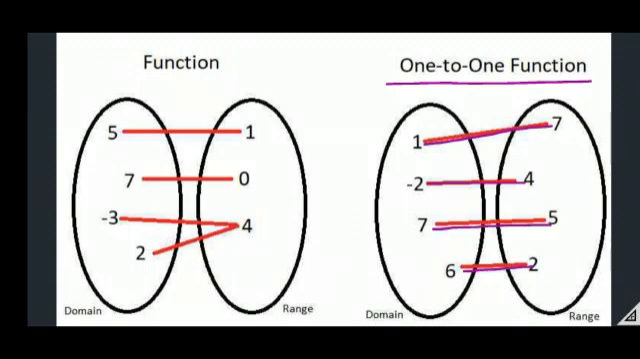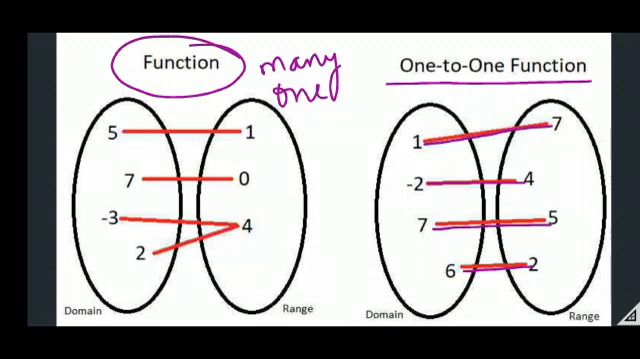Whereas if you see this, this is also a function, definitely, because minus 3 is having only one image, that is 4, and 2 is having only one image, that is 4. So uniqueness of images is definitely followed. But this function is not a one-one function, because from two elements we are mapping to one. So this kind of function is called a many-one function. Is that clear to all of you?